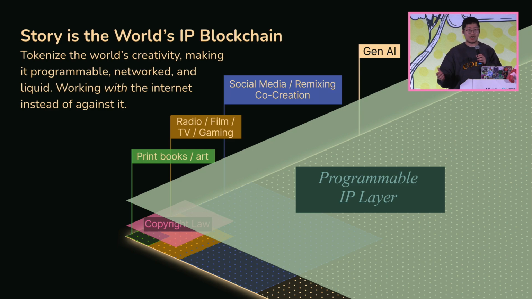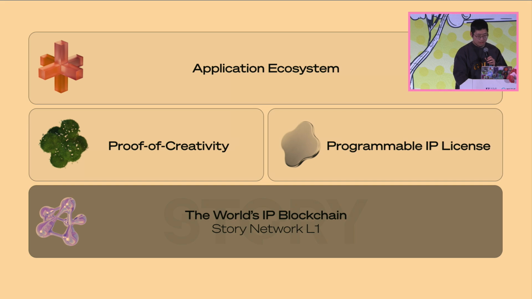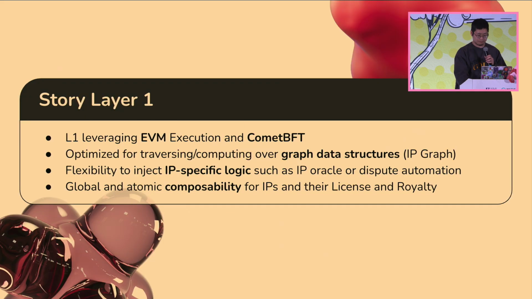So, the programmable IP layer. How do we achieve this vision of making it programmable? We split it into three sections: the protocol layer, the proof of creativity merged with the general protocol layer, and our programmable IP license. And then it's our native layer one, the Story network, to supercharge all the creativity protocols.